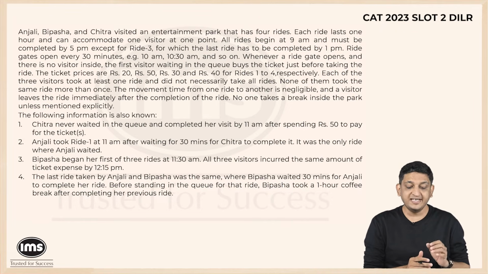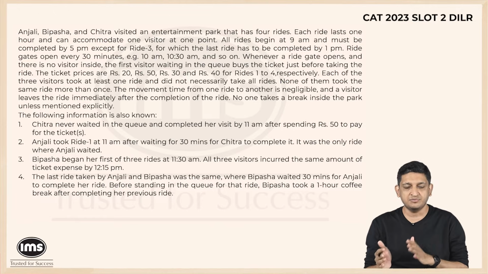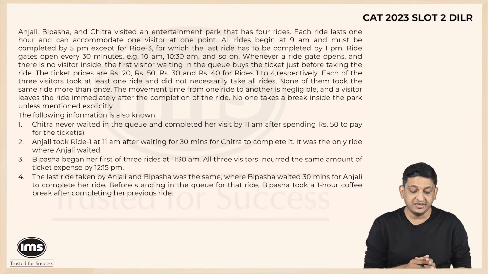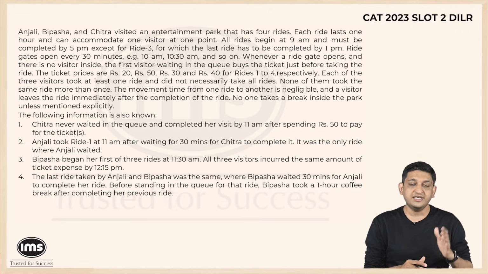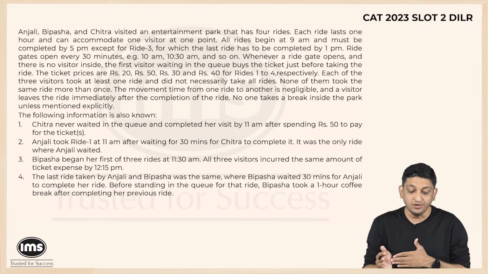We know that all the rides begin at 9 AM and must be completed by 5 PM except for ride 3, for which the last ride has to be completed by 1 p.m. So 12 noon to 1 p.m. is the last ride that can be taken in terms of ride 3. Ride gates open every 30 minutes. So 10 o'clock the ride gate will open, 10:30 it will open, 11 o'clock it will open, and so on.